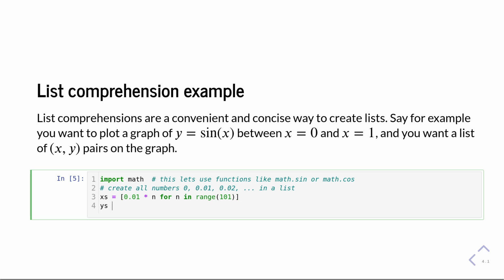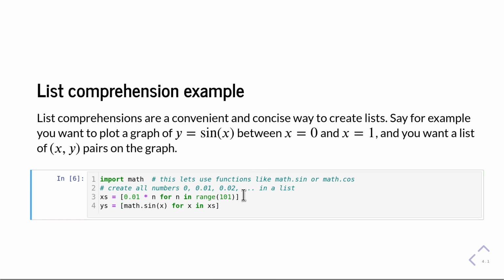So how can we now create the y coordinates? So I want the y coordinate corresponding to 0 will be sine 0, and the y coordinate corresponding to 0.01 will be sine 0.01, and so on. So what I could do is just do ys equals math.sin(x) for x in xs. Okay, really easy and really clear. That will generate all of those things. And if I run this, those now exist.